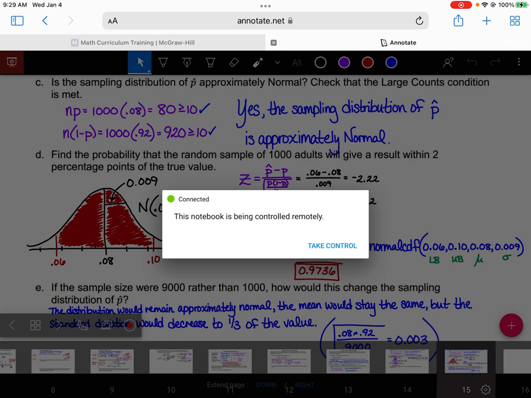Standard deviation would decrease to 1/3 of the value. As my sample size increases, my standard deviation gets smaller. When my sample size gets bigger, my standard deviation gets smaller. Yes, ma'am? What is that after the 1 0? Is that a multiplication? Oh, right here? Yeah, it's just a multiplication symbol.